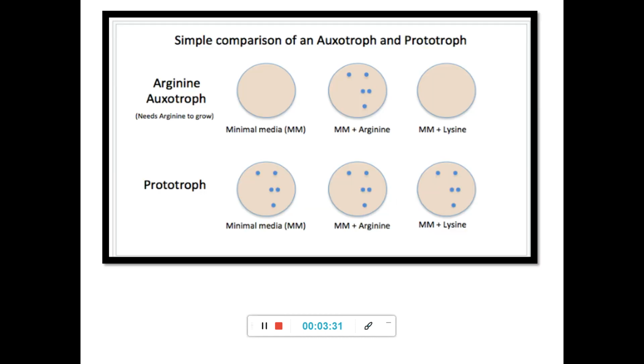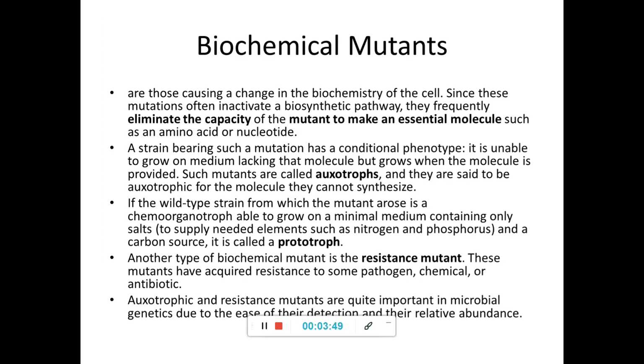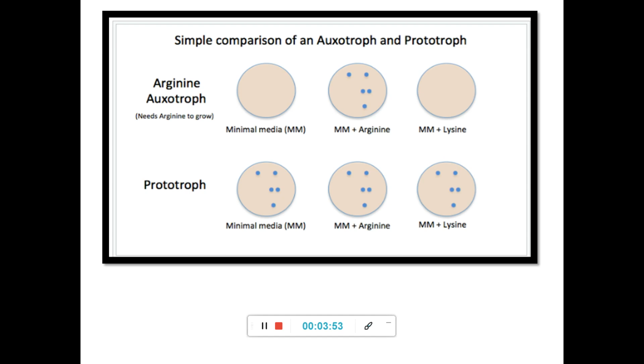So let's go into an example here. This is an arginine auxotroph which has been given in a minimal media, compared with a prototroph. I told you earlier, a prototroph is an organism which can grow in a minimal media. What is a minimal media? A minimal media will have a carbon source, a nitrogen source, as well as a phosphorus source and so on, because for the synthesis of DNA as well as amino acids, we need certain basic elements.